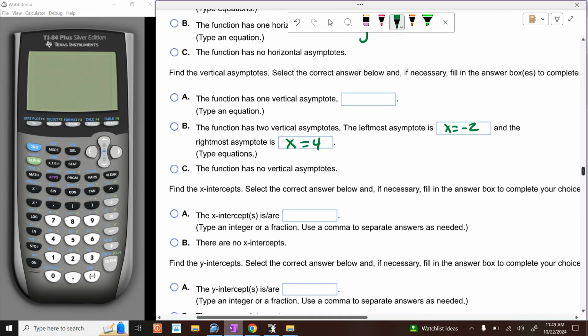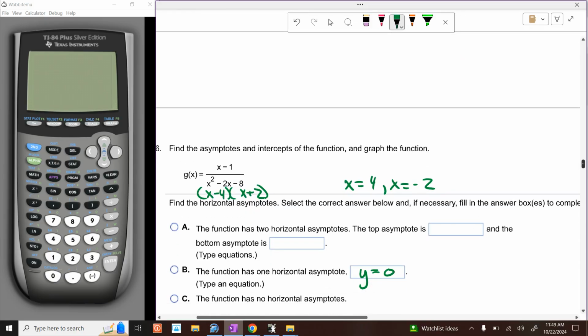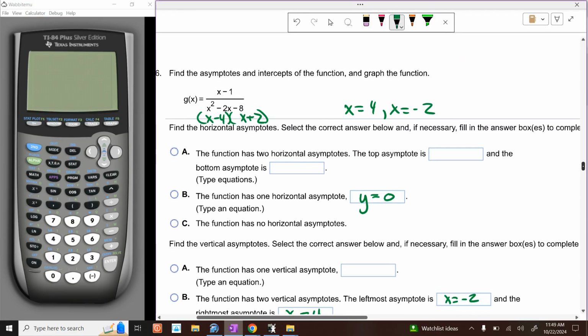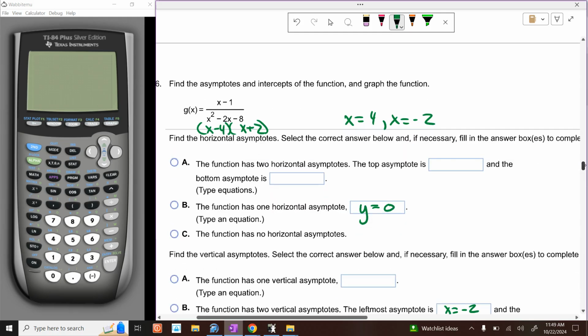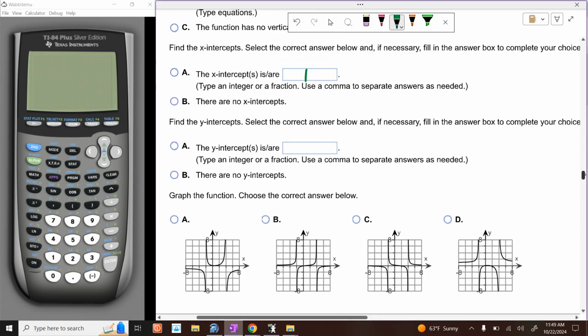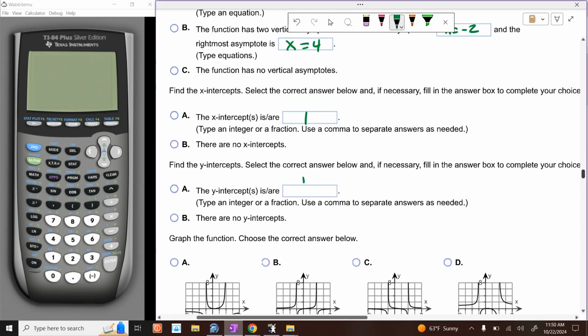X-intercepts. How do we find the x-intercepts? Well, we set the numerator equal to 0. What do we get? 1. So the x-intercepts occur at 1. The y-intercept occurs where we stick a 0 in for everything. If we stick a 0 in for everything, I get a -1 over a -8. A negative divided by a negative is a positive. So the y-intercept is at 1/8.